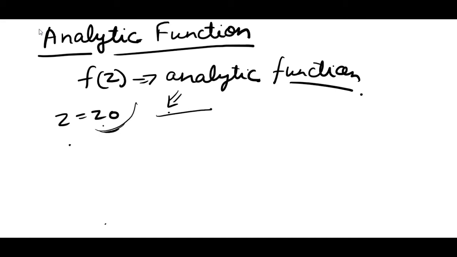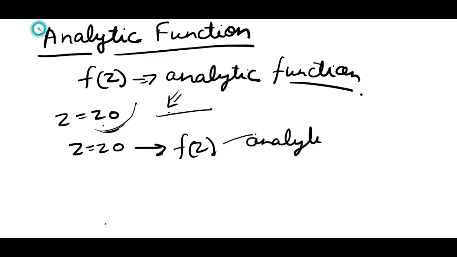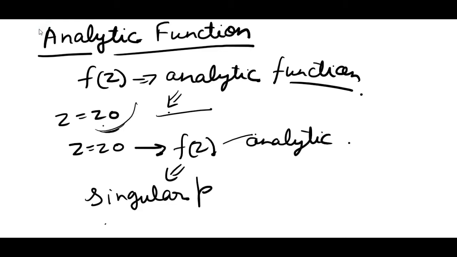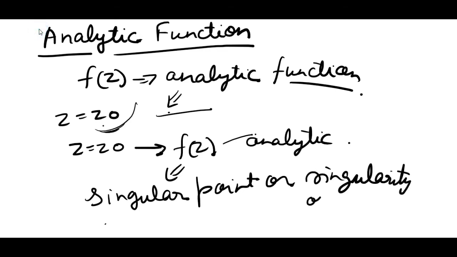Now, if there is a point z = z0 where the function f(z) fails to be analytic, then this point is said to be a singular point or singularity of f(z). So we have discussed what is an analytic function and what is its singularity.